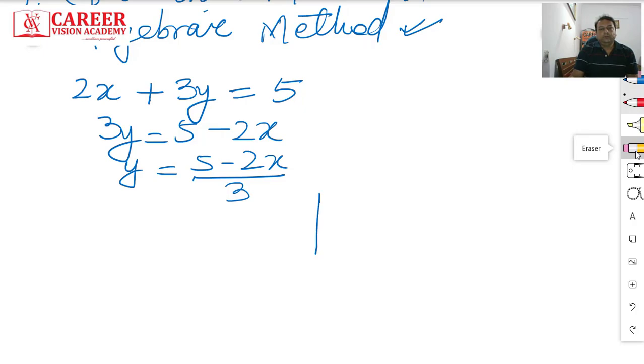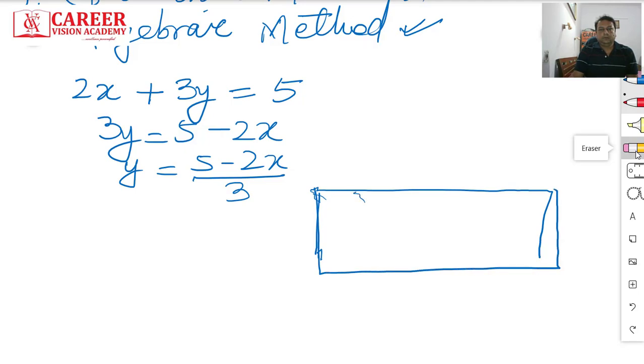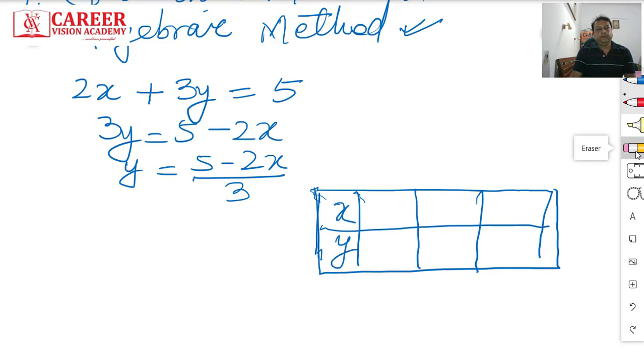If you remember, we can get the values of x and y. X, y, you can see here. If I put the value of x as 1 in this, it will be (5 minus 2 into 1) upon 3, which is 3 upon 3. What do you get the value of y as? You get the value of y as 1, right?